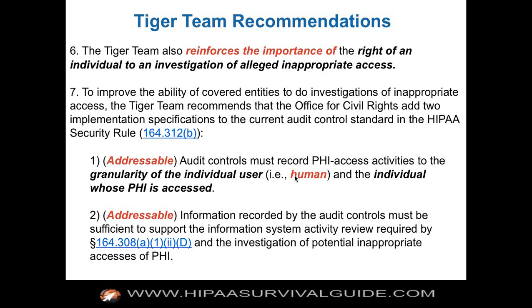And the second one is information recorded by the audit controls must be sufficient to support the information system activity review required by this section of the administrative safeguards. And again, this is just provide the necessary information that we need to report out is what they're getting at. I'm a little surprised that they make these addressable and not required.